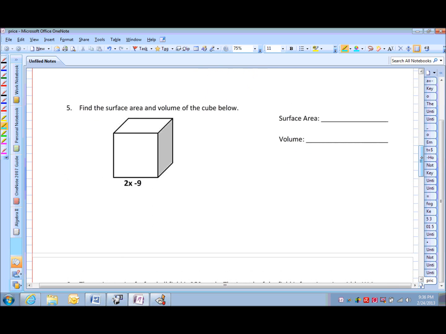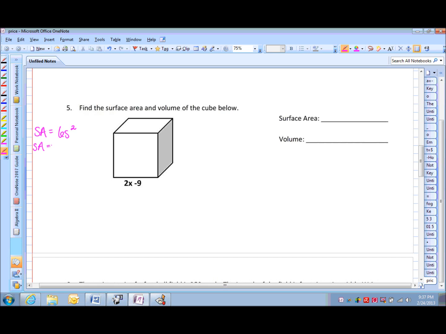Okay, let's move on to the next problem. This is actually problem 6 on your worksheet. We've gone ahead and omitted number 5 on y'all's worksheet, and so this is number 6 on your worksheet. I apologize. They want us to find the surface area and volume of the cube below. And the surface area formula is 6s squared. That should be on your formula chart, and if not, it's going to be posted up in the room somewhere. So, surface area of a cube is 6s squared.